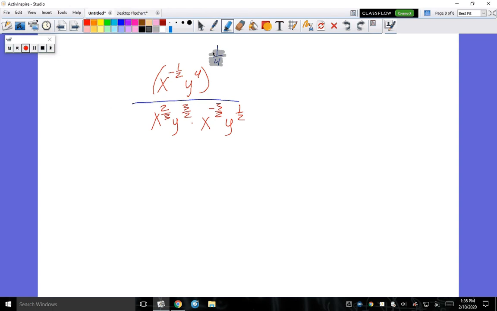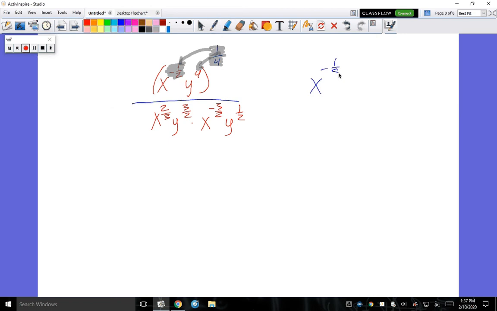What should we do with this 1/4? Split it in. Yep, apply it into both. I know it looks and feels like distribution, but we're not distributing, we're applying it. And what am I going to do with negative 1/2 and 1/4 right now? I'm going to multiply them. And what do I get?